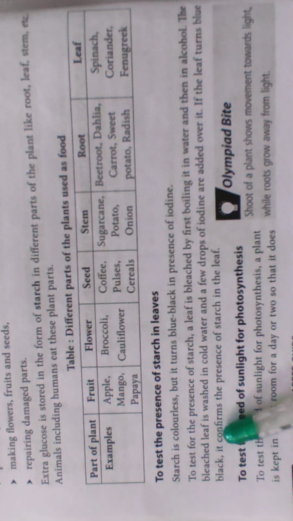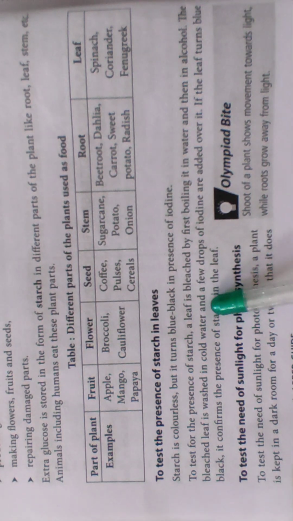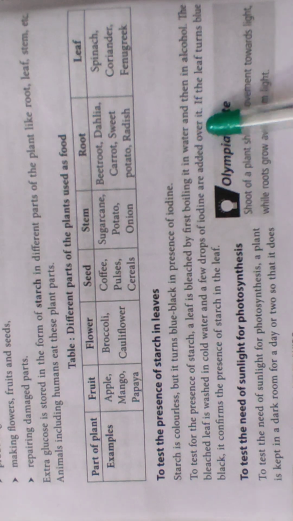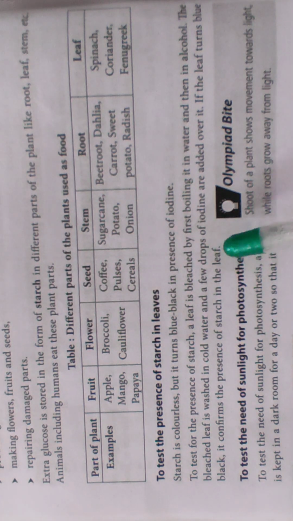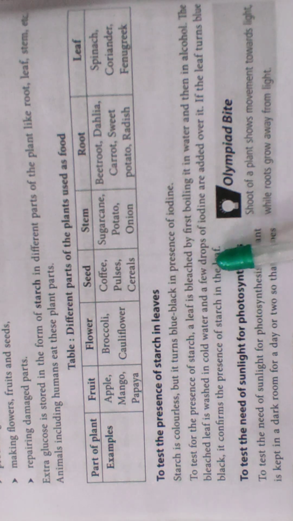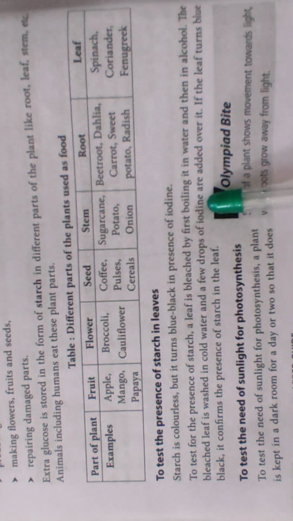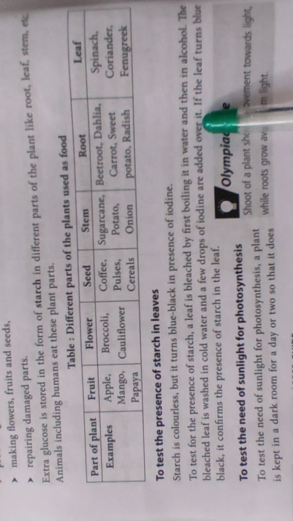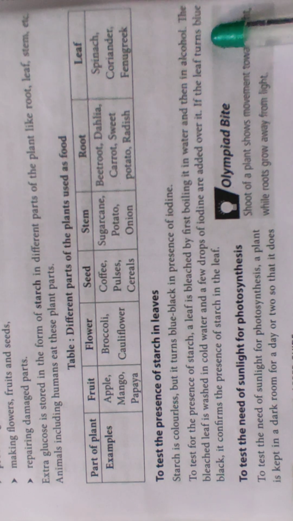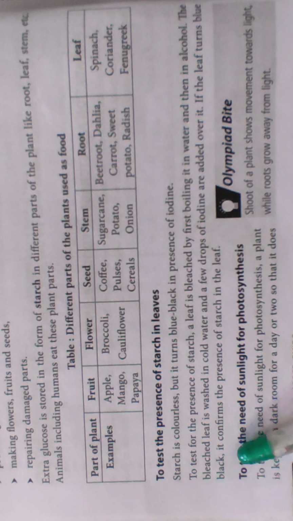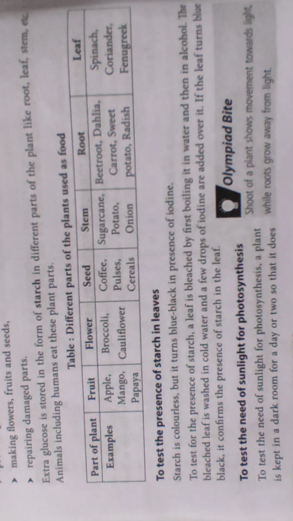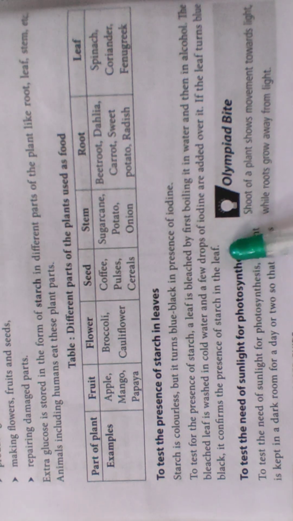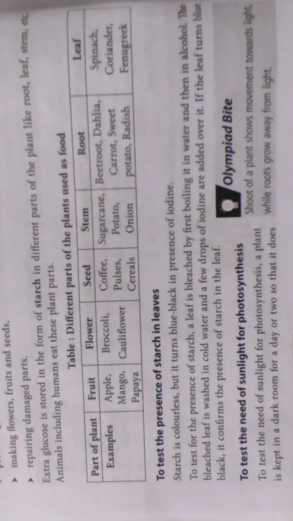The bleached leaf is washed in cold water and a few drops of iodine are added over it. Now the leaf is bleached. What will we do now? We will add a few drops of iodine on that. If the leaf turns blue-black, it confirms the presence of starch in the leaf. If the leaf became blue-black, that means starch is present in the leaf.